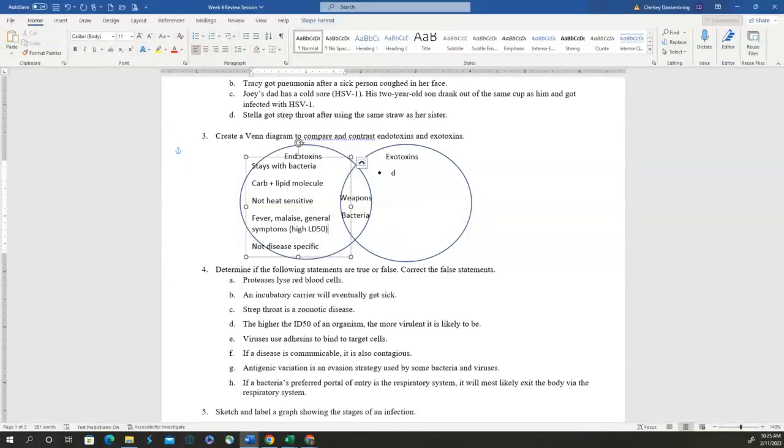So for this class, if on an exam you said, hey, this has a low LD50, so it's very virulent, yes, you're on the right track. But technically, we tend to say something is more or less virulent when we're comparing two pathogens. But you're definitely on the right track with that.